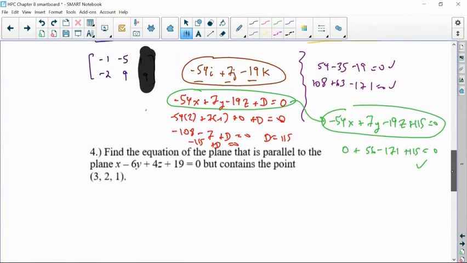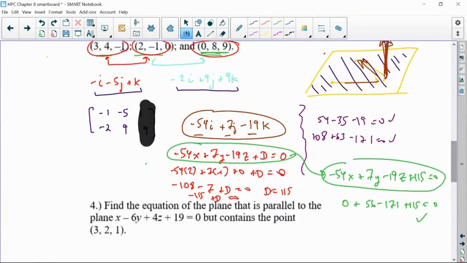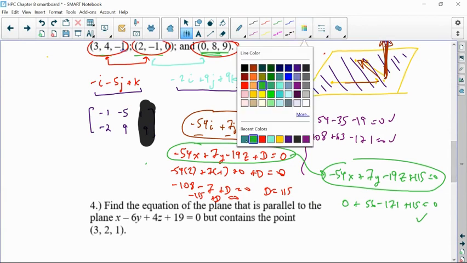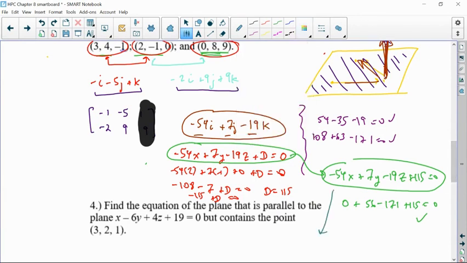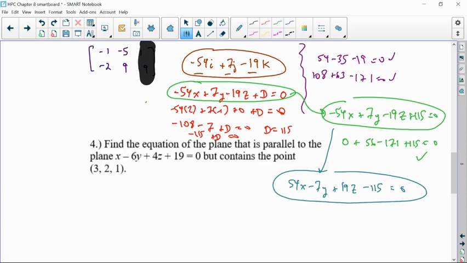Okay. Now, one thing I was just thinking about: let's say you picked a different order, you might get something that's equivalent to your plane. So maybe some of you got an answer of positive 54x minus 7y plus 19z minus 115 equals 0. And that actually is equivalent to this plane, just multiplied by a coefficient of -1.